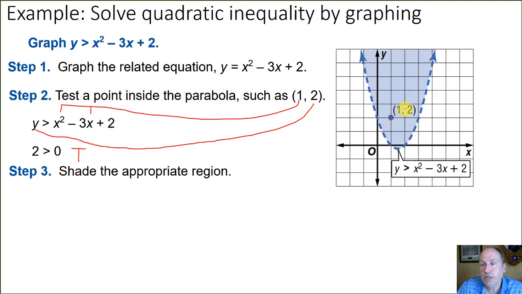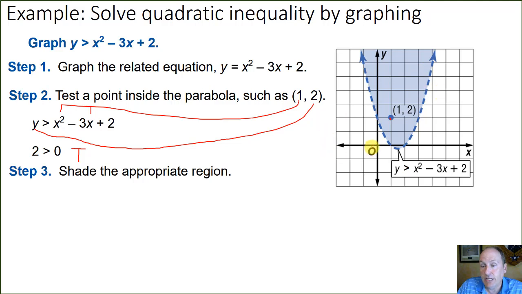So shade the appropriate region. That's going to be this blue shaded area. Any point that lies within that blue shaded area, but not on the boundary because it's dashed, is a solution to this inequality. So that's a two-dimensional inequality.